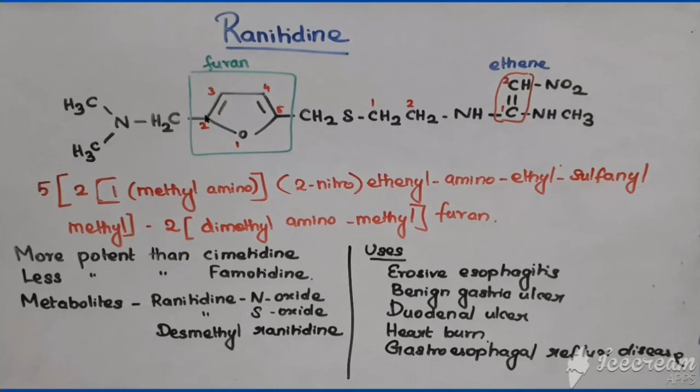Now come to second position. This is called dimethyl amino methyl, then furan. So what is the chemical name? Once again I'll tell that. So in the furan, second position we are having this one, and in fifth position we are having this one.